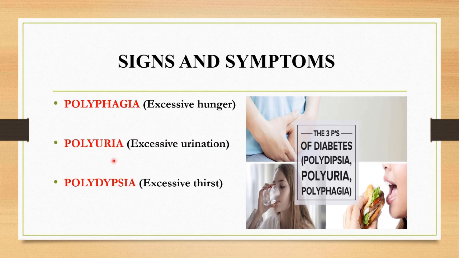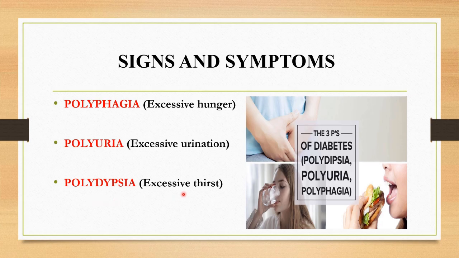The second one is polyuria, that is excessive urination. Here, the kidney will produce more urine in order to flush out more sugar in the blood. As a result, it will end up in polyuria. The last one is polydipsia, that is excessive thirst.